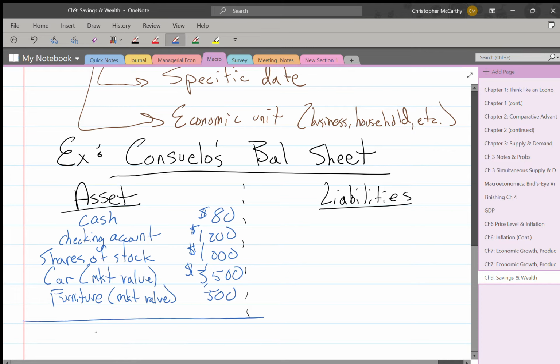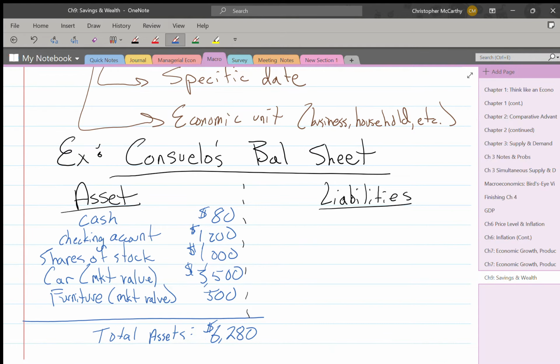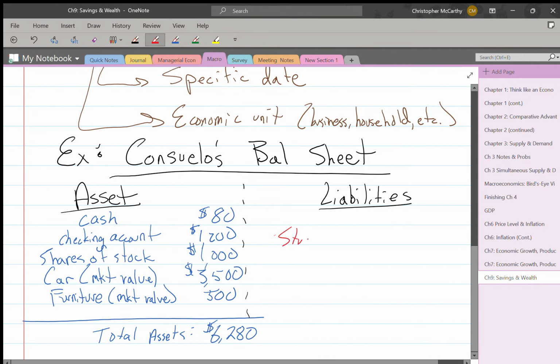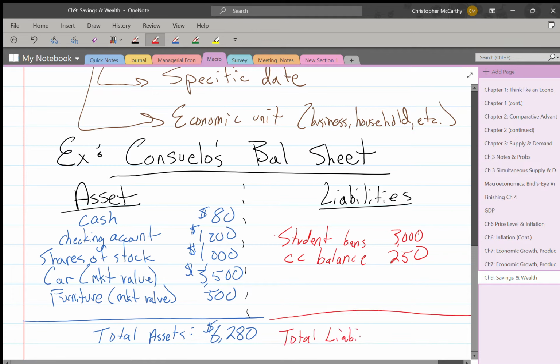So my total assets, I'm just going to sum all this up together. I get $6,280. Now, what about my liabilities? Under liabilities, the book keeps it pretty simple. We've got student loans of $3,000, and we've got credit card balance of $250. So our total liabilities is going to be $3,250.